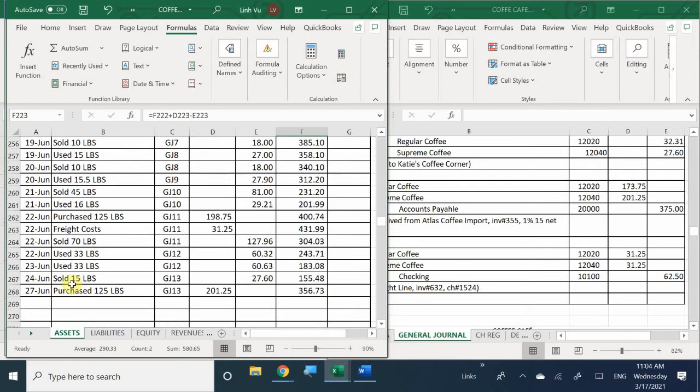What about my Supreme coffee? I have to add the freight for $31.25. So what is my grand total that I should have in my Supreme coffee? 387.98. Yes, perfect. Okay.